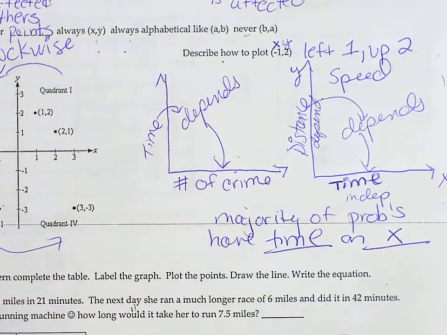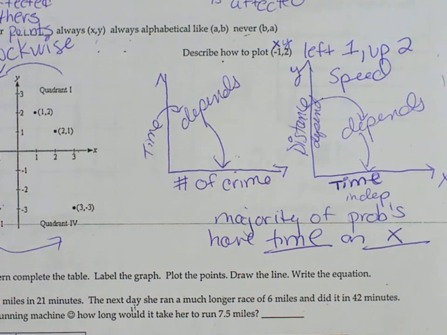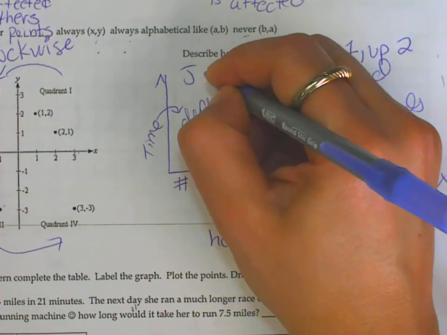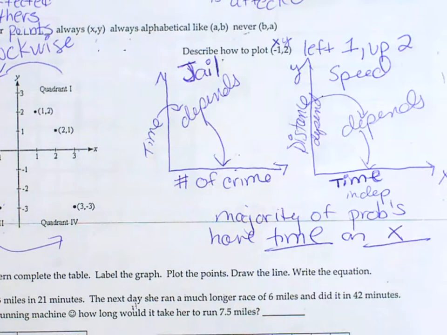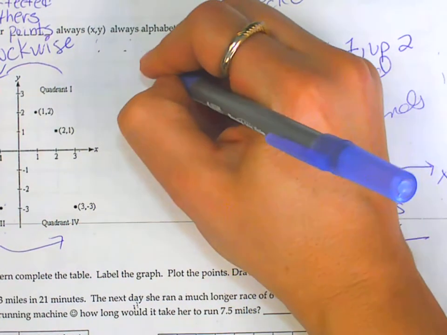So if I commit a whole bunch of crimes, I'm going to spend a whole bunch more time in jail. So I'm going to label this jail. And that was a couple of the things I could think of where time might actually be on the y-axis.